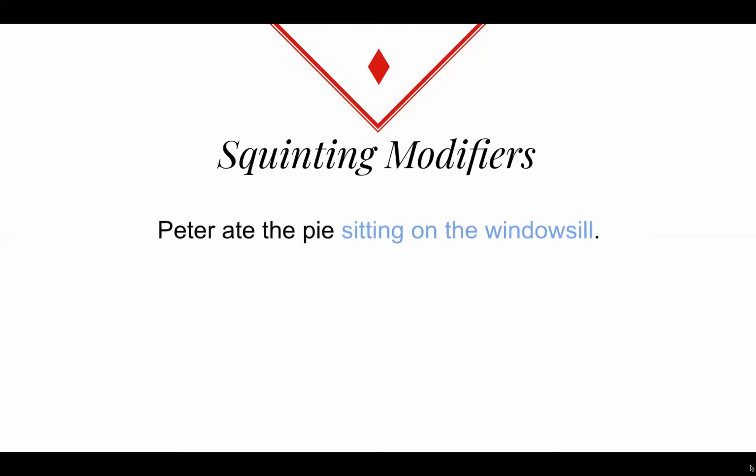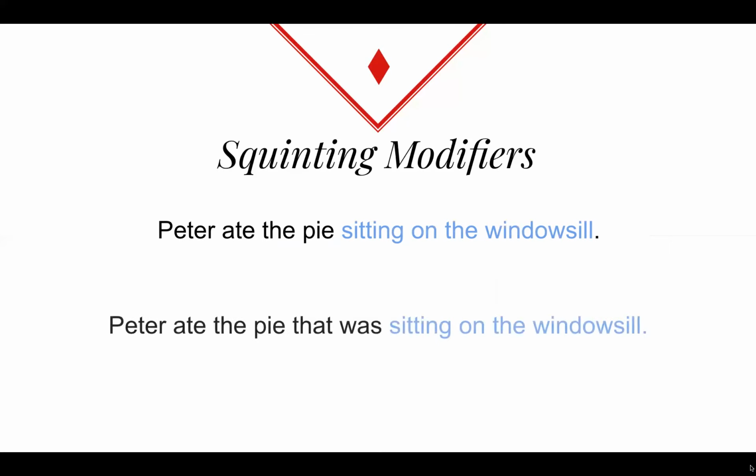Peter ate the pie sitting on the windowsill. Is Peter sitting on a windowsill or is it the pie? Peter ate the pie that was sitting on the windowsill. Now it's clear that it was the pie that was on the windowsill.